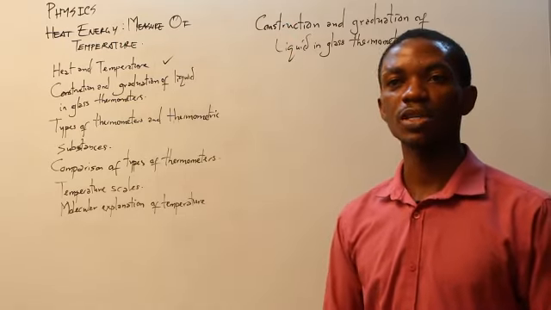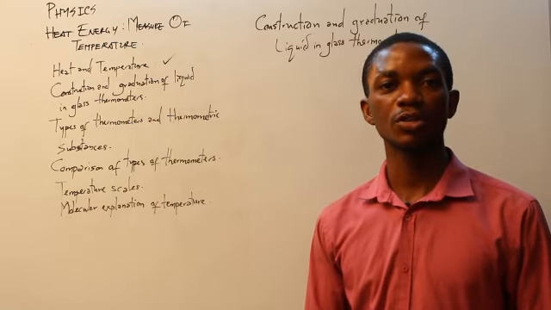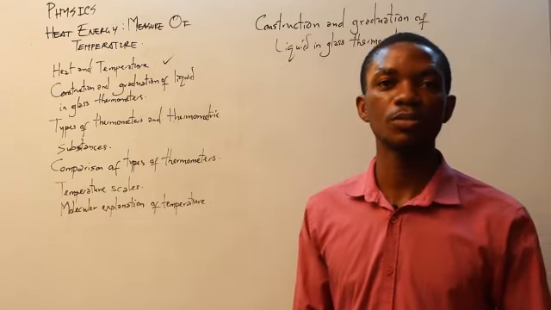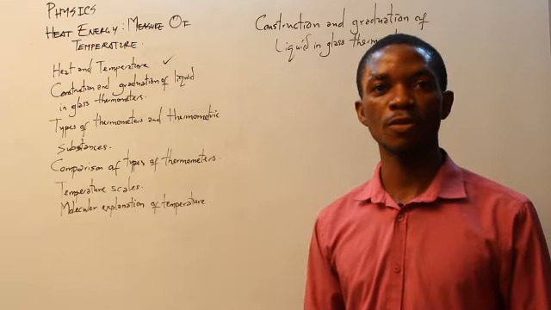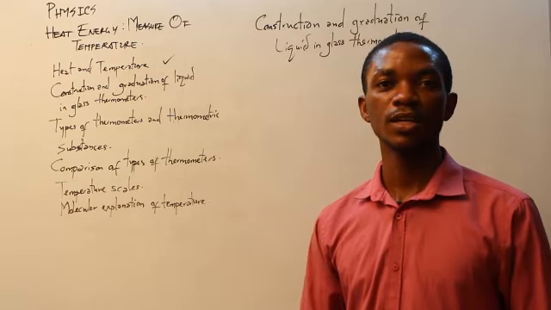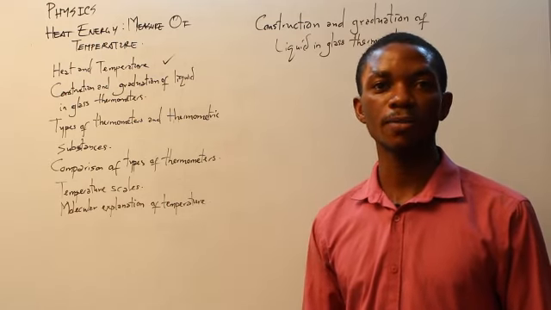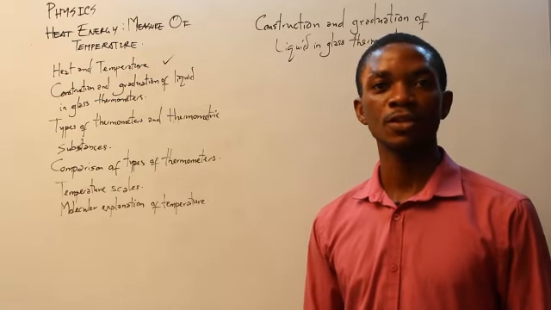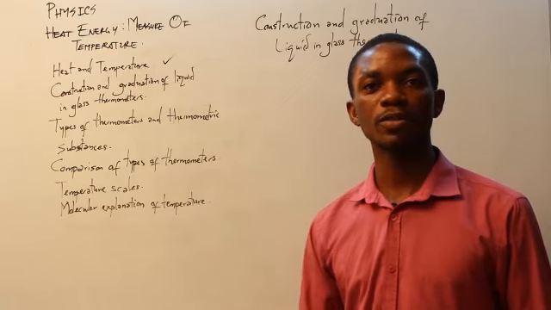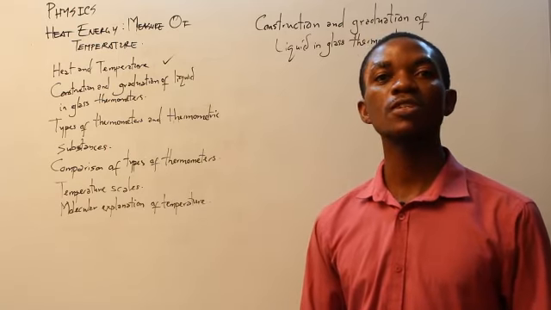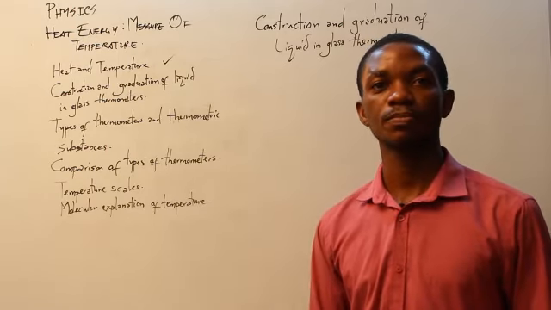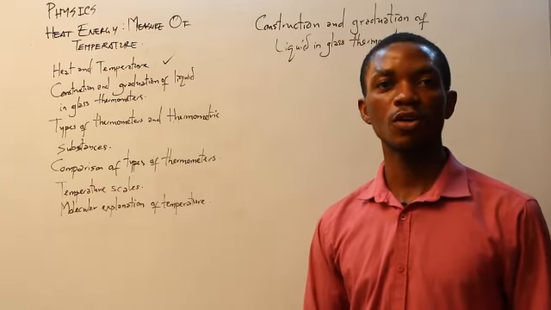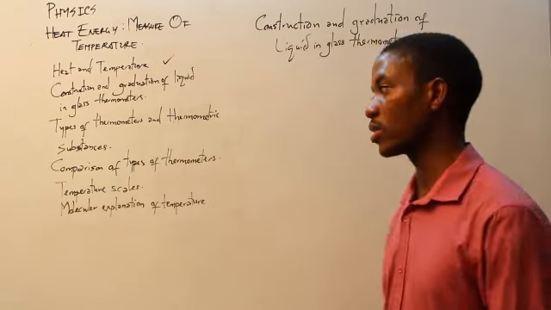So how do we do the gradation of the liquid in glass thermometer? Well, there are two temperature points that are very important. These are the low point and the high point. These are the two fixed points of every thermometer. The low point is a ground point, and is usually taken as the freezing point of water.